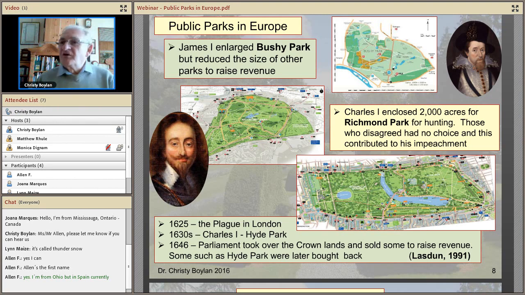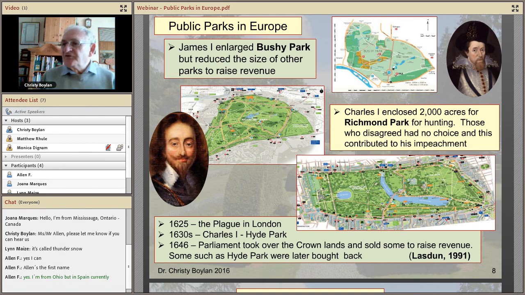So we mentioned already about some parks being developed by kings. Well, James I enlarged Bushy Park, but he reduced the size of other parks. The problem was getting revenue, you see, to run these things. There was no government funding.